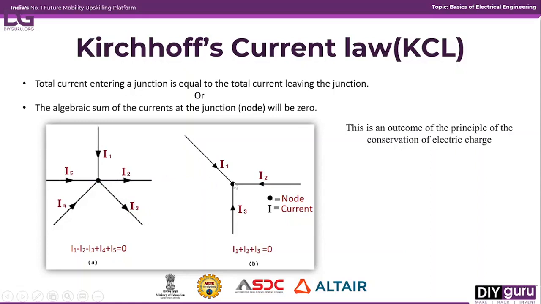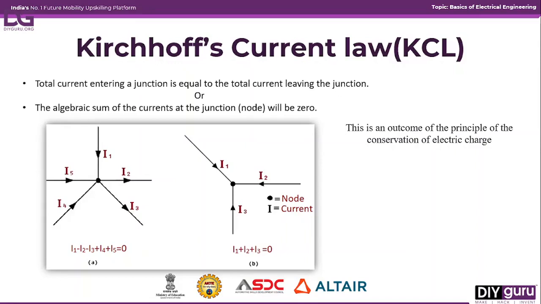Here the same circuit is represented. Here all the currents are entering the node, right? So I1 + I2 + I3 is equal to, there are no outgoing currents, so simply you can write it as 0. I think everyone is clear about the KCL definition or statement. All the entering currents at a node are equal to the leaving currents at the node.